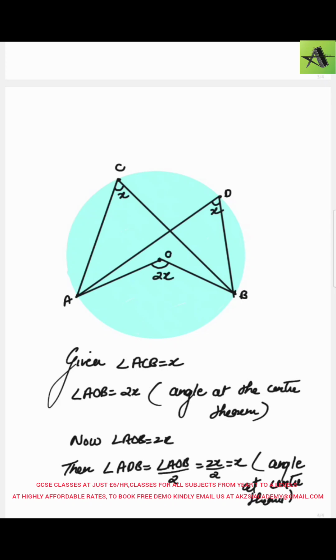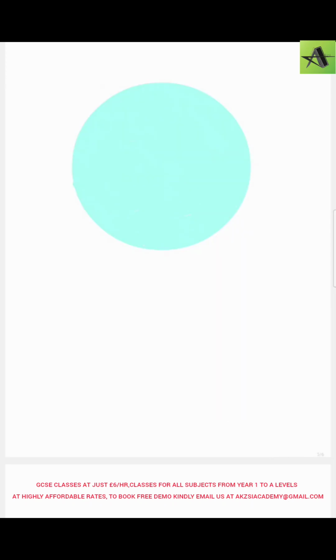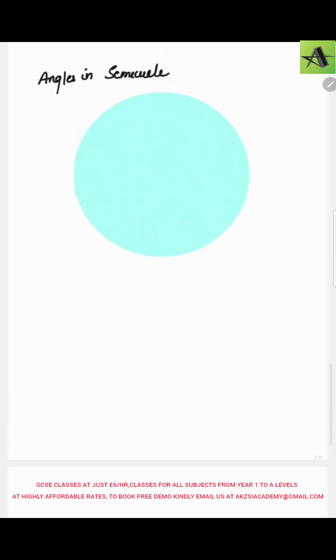Well, moving on to our third circle theorem, which is angles in a semicircle. The statement says that the angle in a semicircle is always 90 degrees. That means suppose this be A and this be B and this be O.